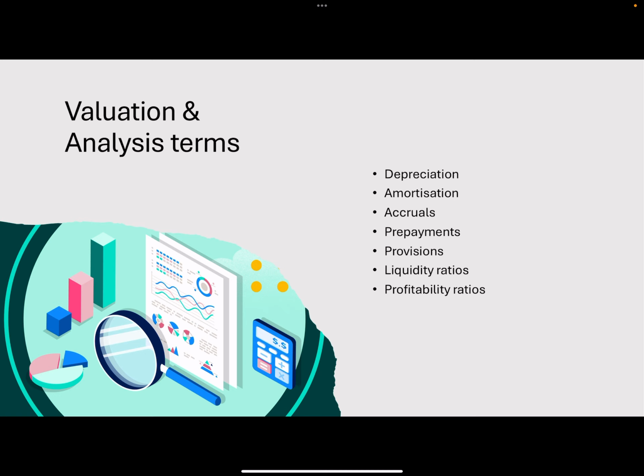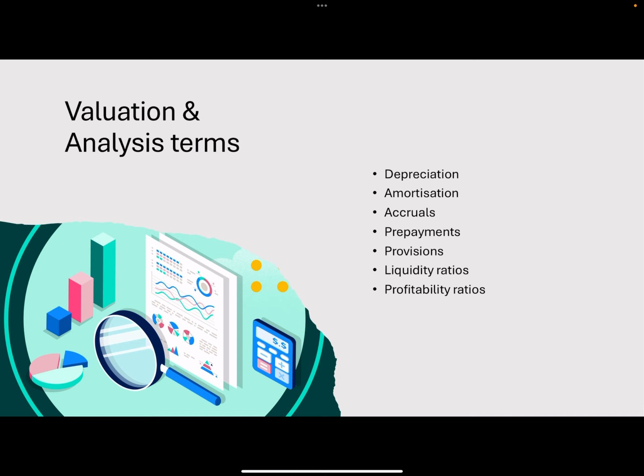Accruals: revenue earned or expenses incurred but not yet received or paid. Prepayments: payments made in advance for future benefits such as insurance or rent. Provisions: estimated liabilities, for example warranty claims and bad debts. Liquidity ratios: the current ratio is the current assets divided by the current liabilities, and the quick ratio, which is current assets take away inventory divided by the current liabilities.